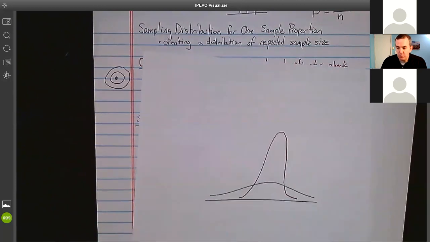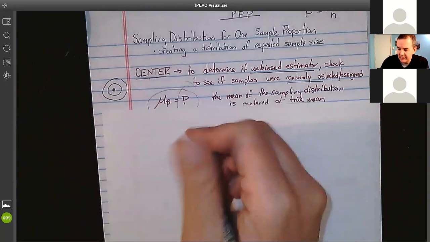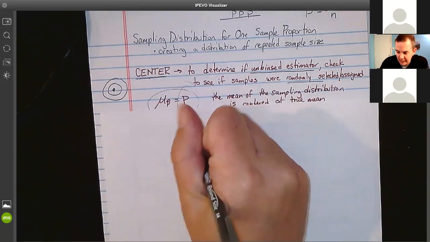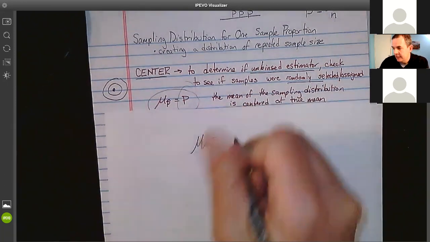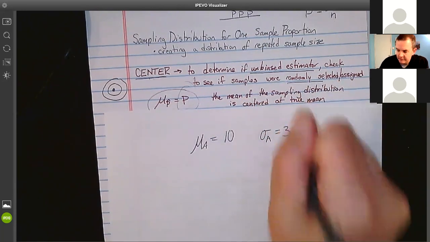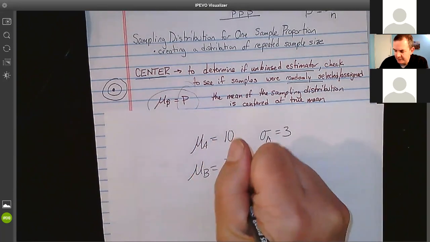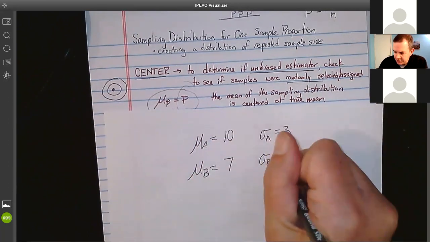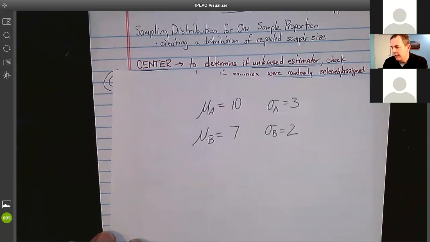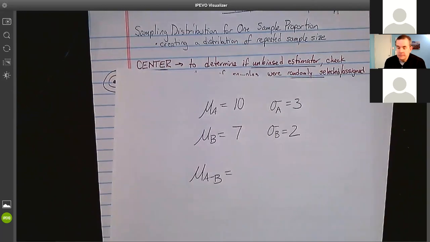Before we dive into it, let me ask one question from before. Let's say I told you I have a distribution A that had a mean of 10 and a standard deviation of 3. And I had a distribution B that had a mean of 7 and a standard deviation of 2. If I were to ask you, what is the mean of A minus B?